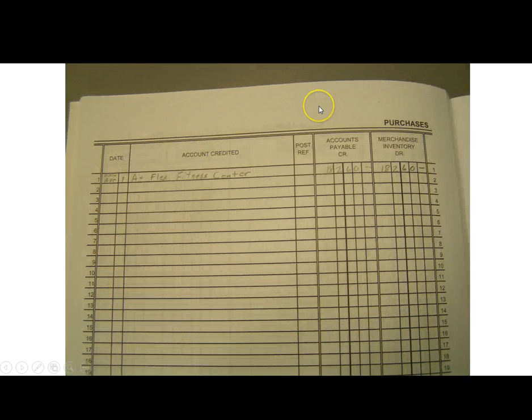Okay. Here it is with the entry made. I've put the correct date, 2014, April 1, and then I've written the name of the vendor, A Plus Flex Fitness Center. And the amount. Remember, it was an $18,260 credit to accounts payable, so I put that there in this column. It was merchandise that we're going to sell, so I put 18,260 in this column.